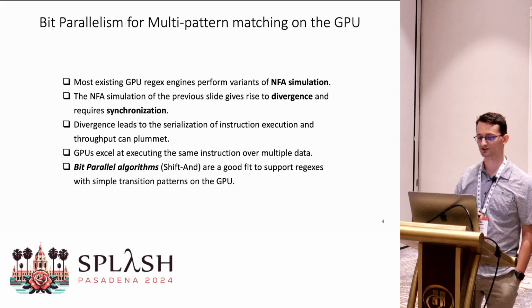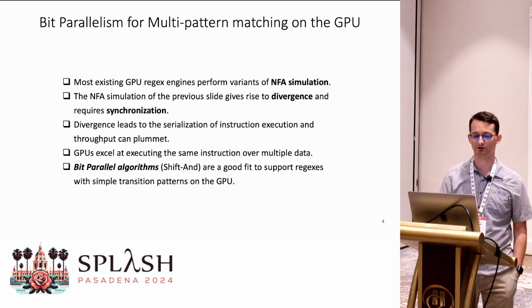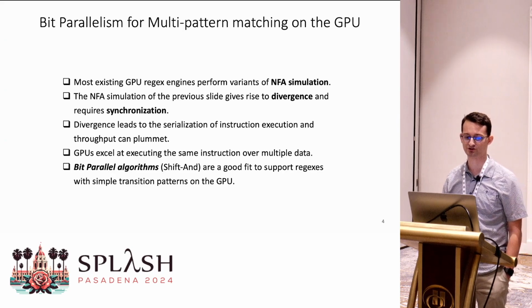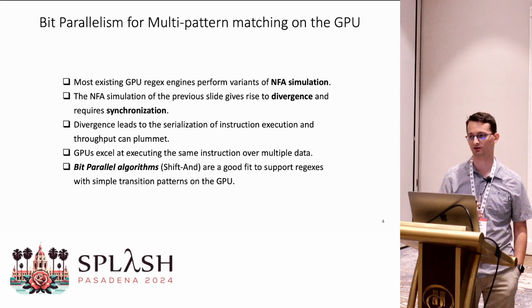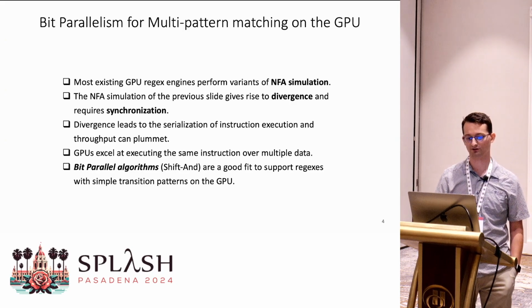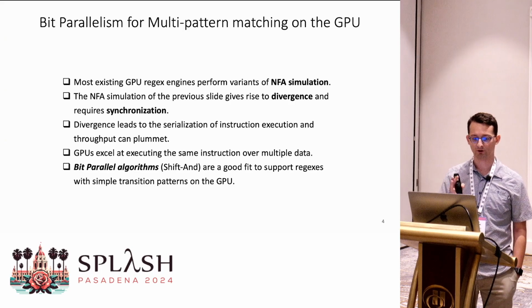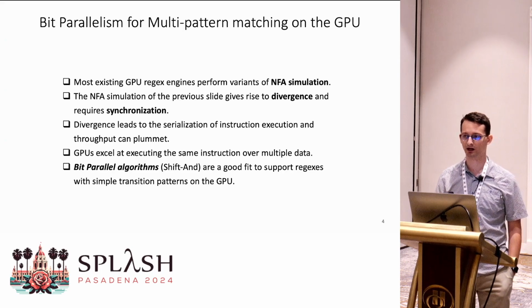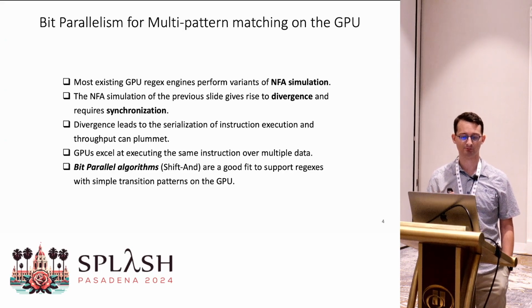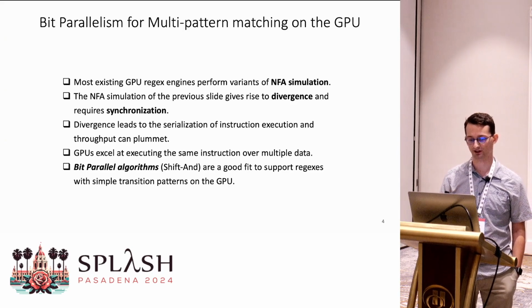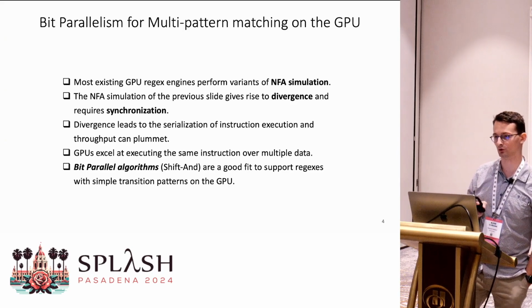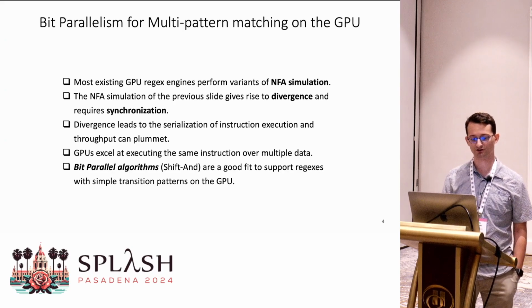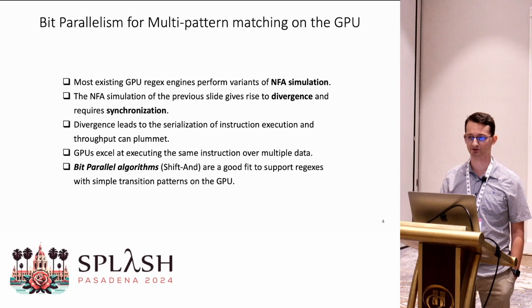And this can give rise to divergence and requires synchronization. So the main issue of divergence is that it can lead to the serialization of the instruction execution and therefore can reduce the throughput. The thing is, GPUs are actually good when you have the same instruction to be executed by different threads over multiple data. This is why in our work, we focused on bit parallel algorithms such as the classical Shift-And because we think it's a good fit to support certain classes of regular expression that have simple transition patterns on the GPU.